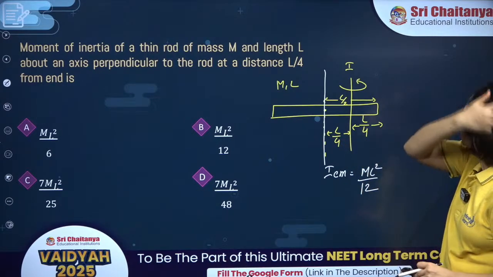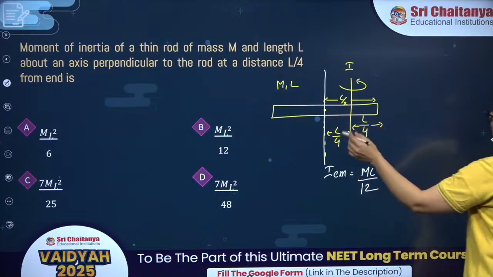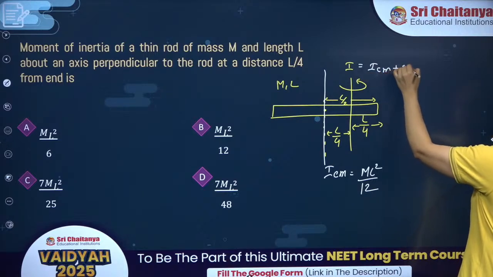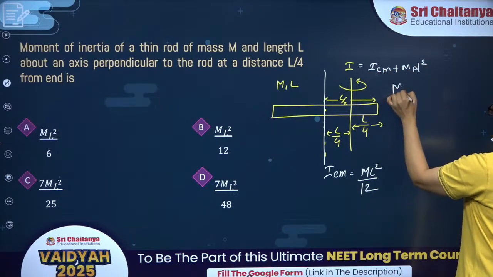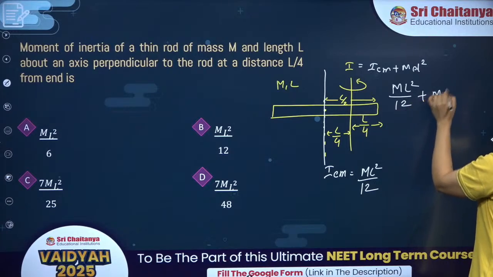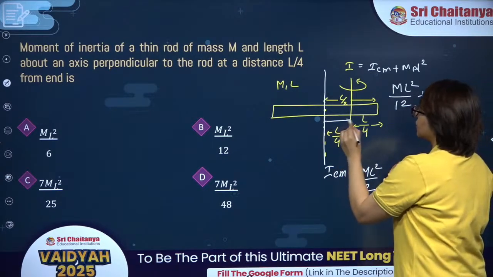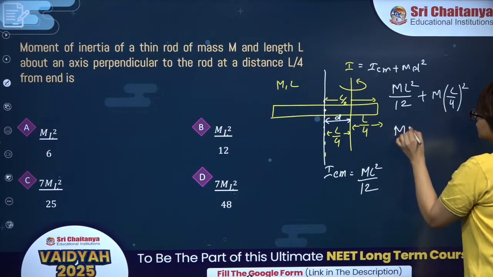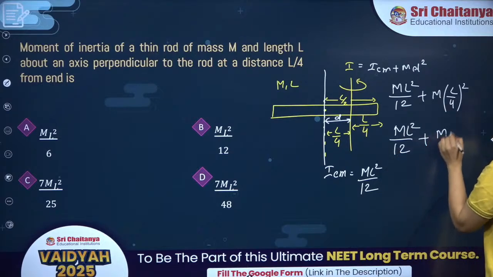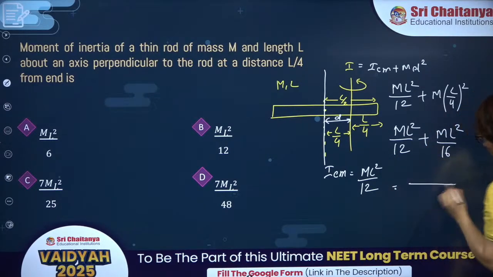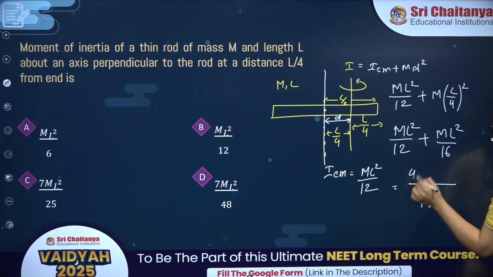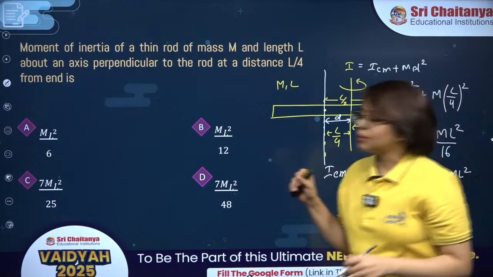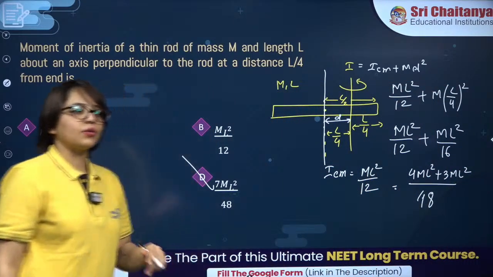Option C, well done. So over here we have the parallel axis theorem: moment of inertia about this axis is ICM plus md square. What is ICM? ml square by 12 plus m d square. D is the separation between these two parallel axes, which is L by 4 whole square. So it is ml square by 12 plus ml square by 16. The LCM is 48, so this is 4 ml square plus 3 ml square, which will be 7 ml square divided by 48. So the correct answer is option D.